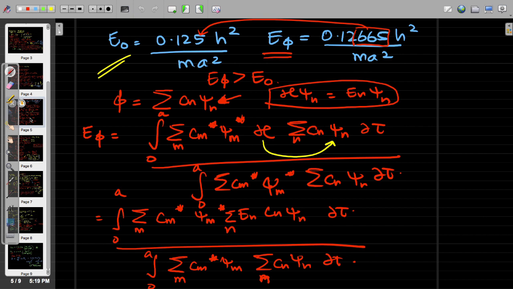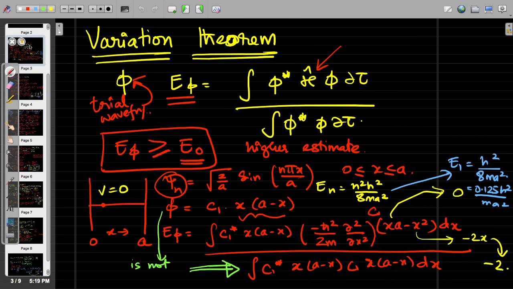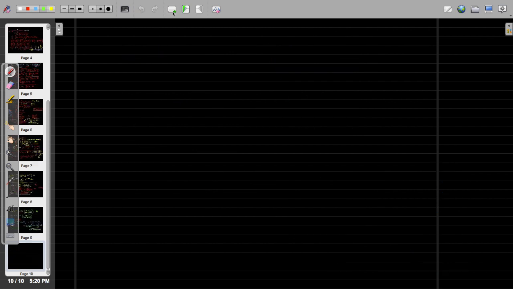And previously, all that we took in the problem of a one-dimension box was only C1 times x into (a minus x). Now we are taking more terms. We are not only taking C1 times x into (a minus x), we are also taking C2 times x squared into (a minus x) the whole squared. So how would one solve such a problem?